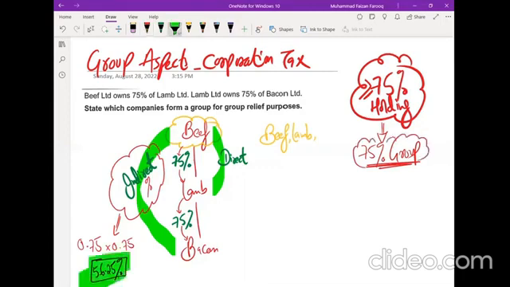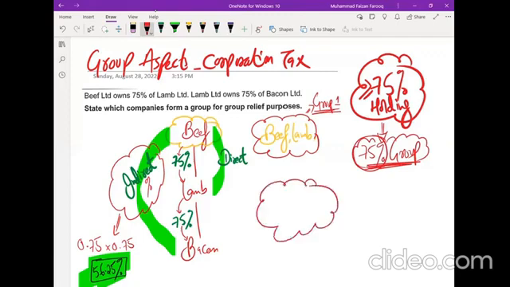Is this acceptable for a 75% group? No, it's not, because we need 75. So we can say that we have a group between Beef and Lamb. This is group number one. If Beef has some losses, Beef can share its losses with Lamb. And if Lamb is in loss, it can share its losses with Beef.